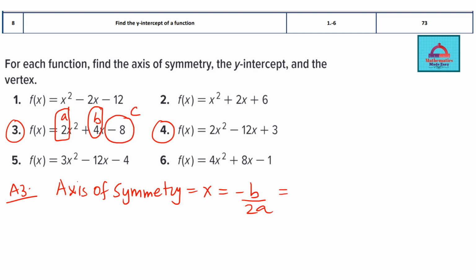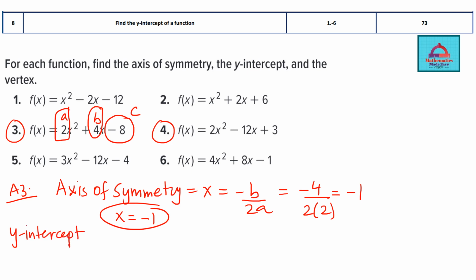So this comes out to be minus b over 2a. So it is minus 1. So the equation of axis of symmetry is x equal to minus 1. Let's now find the y-intercept. The y-intercept is given by the point c. So c is going to be minus 8. So your y-intercept here for this question is minus 8.